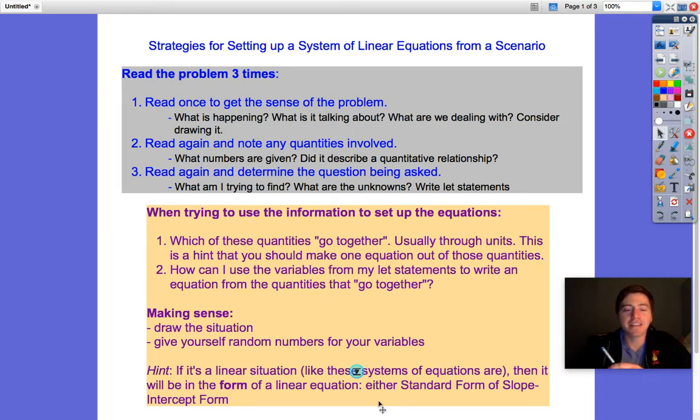Another hint that's really good is: what type of equation is this going to be? Right now it's pretty simple because they're all going to be linear equations, right? It's a system of linear equations.